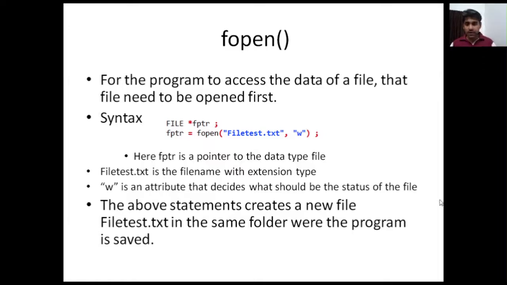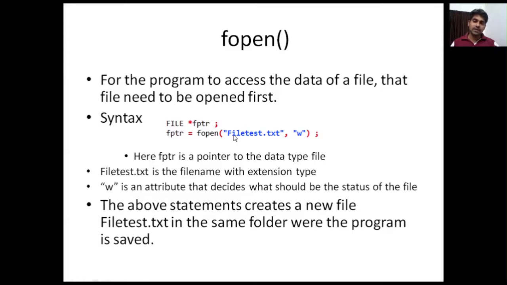So in this particular case, what I have shown here, the star fptr is a pointer. You have seen a star in front, which means it's a pointer. So fptr is a pointer to the data type FILE. Okay, this FILE is the data type, and this is a pointer to the data type FILE. Now this is the command that we use to open this particular file.